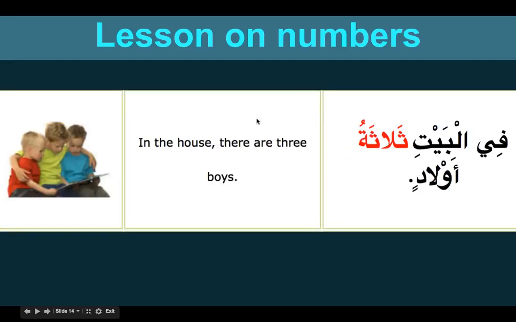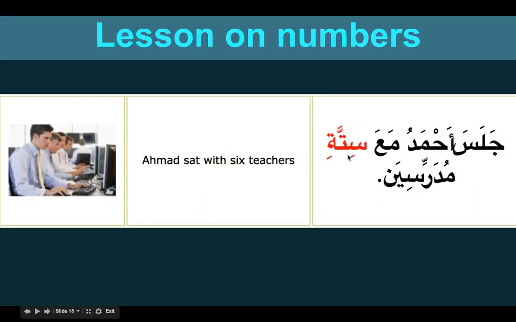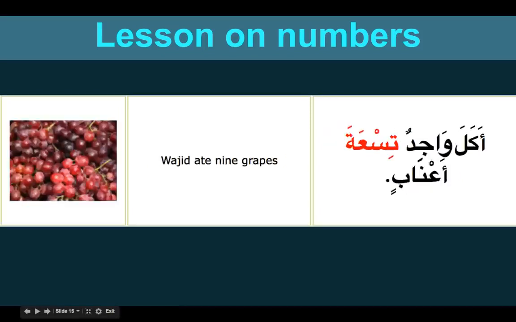This mudaf can have marfu, majroor. Ma'a sittati mudarrisaini, along with 6 teachers. Here ma'a is zarf, sittati is mudaf ilayhi wa huwa mudaf, and mudarrisaini is again mudaf ilayhi. What will be the marfu form of mudarrisaini? It will be mudarrisuna, mudarrisaini.